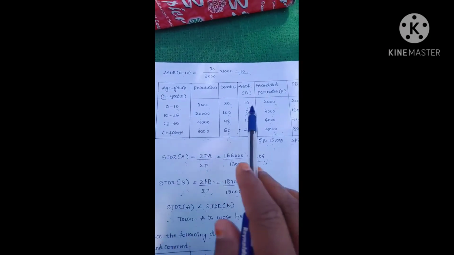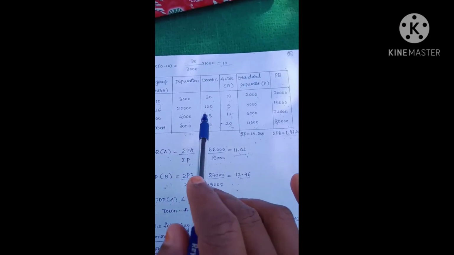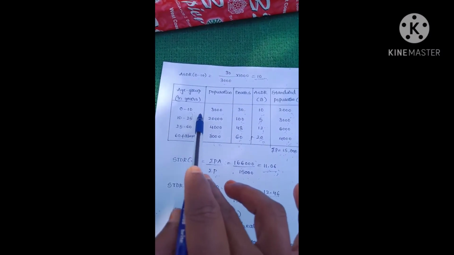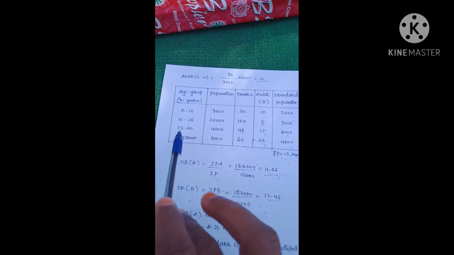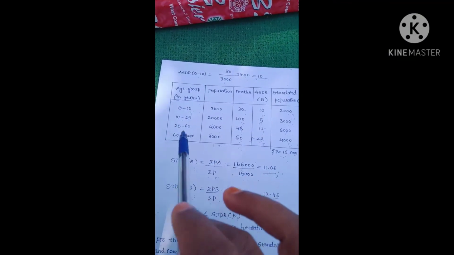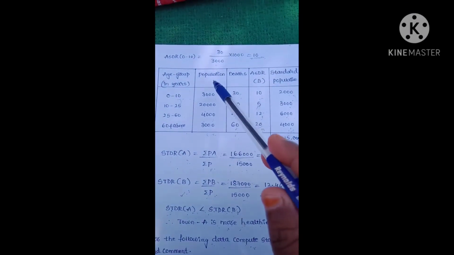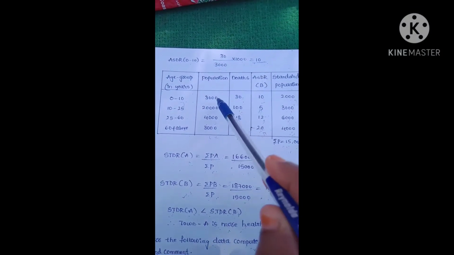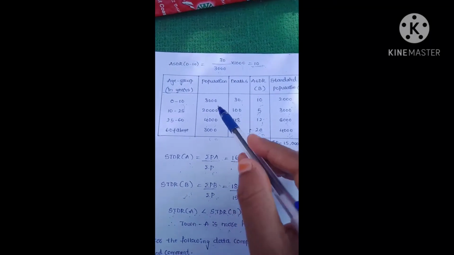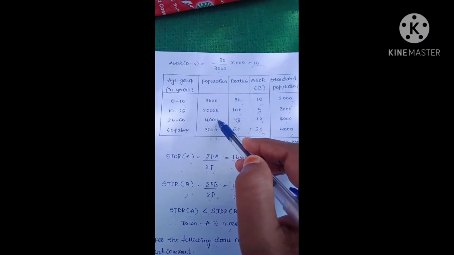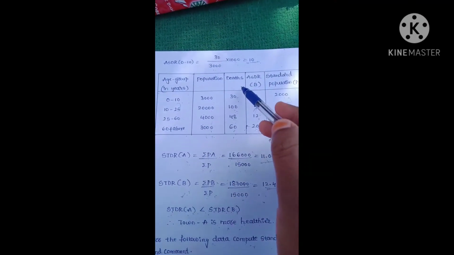How do we calculate? By using this table. Here we create the table. First we have to write the age group in years. What are the age groups? 0 to 10, 10 to 25, 25 to 60, 60 and above. These age values are given in the question. Next, population. Which population do we write here? The town B population, given in the question. What are the town B populations? 3,000, 20,000, 4,000, 3,000.